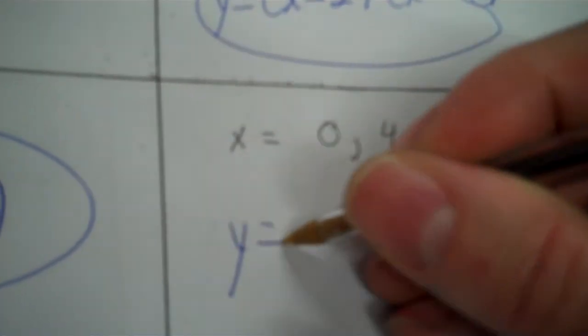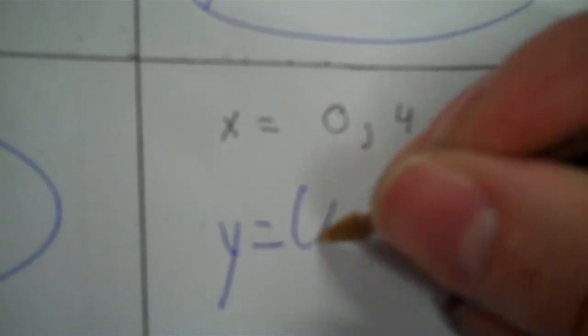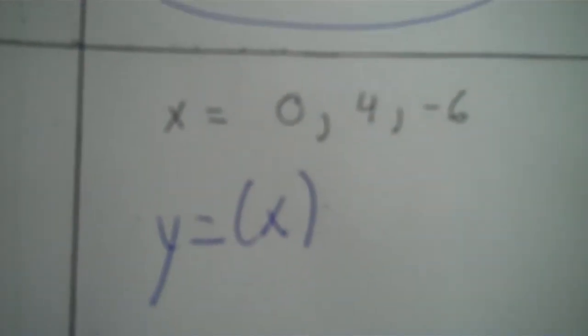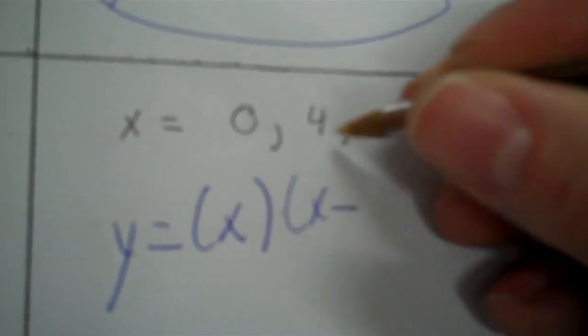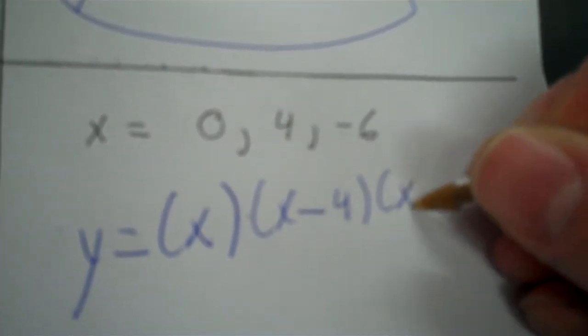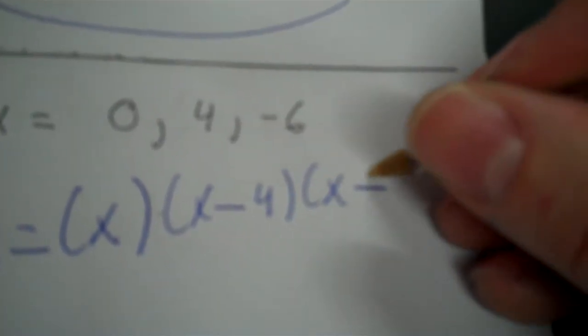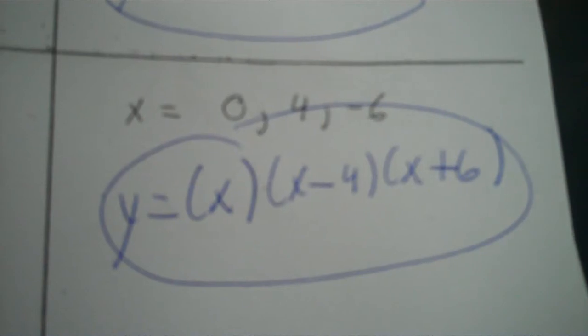Okay, now what if you get 0? Well, here's what you're going to do. You're just going to put x, okay? You don't need to put minus 0. And then x minus, and then a 4. X minus, okay, a negative 6 would make it plus 6. Okay, there you go.